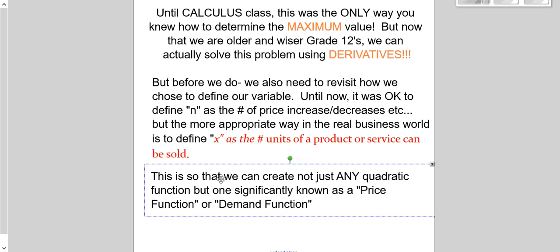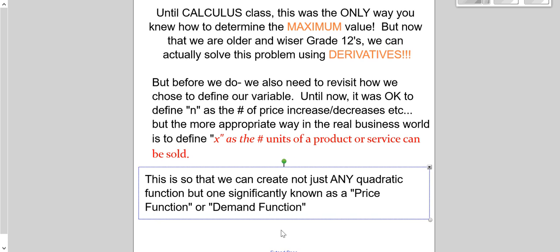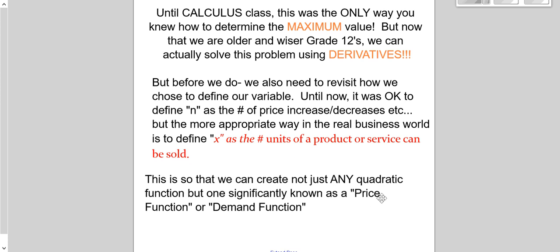And then what we want to do is not create just any random quadratic function. We actually want to create any function. It doesn't even have to be quadratic, but we're going to call that function a demand function. That's the business term for it. Some people will also call it the price function. So between those two, that is what we're going to define.